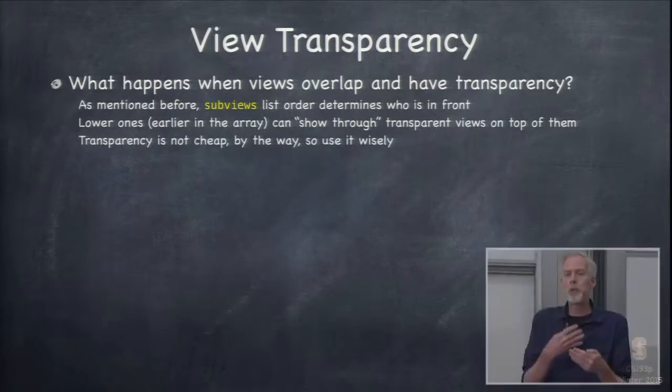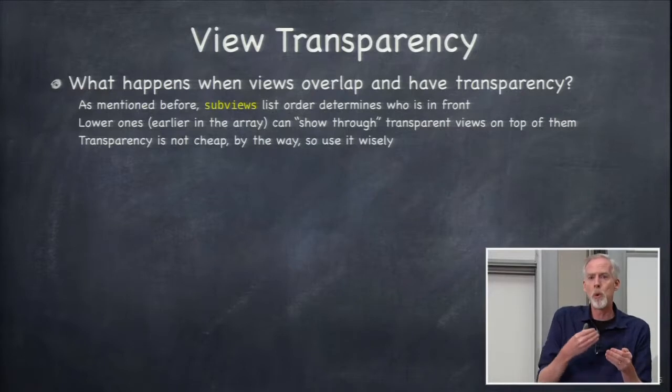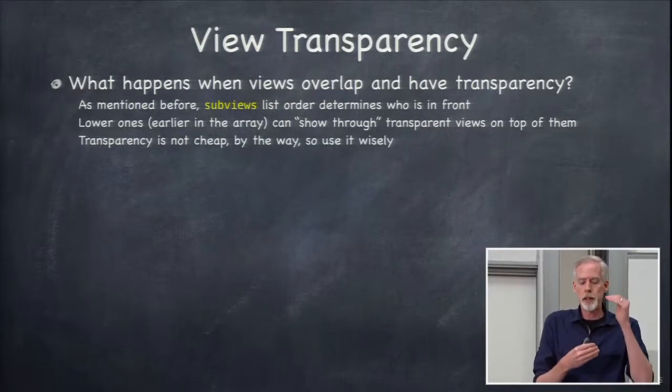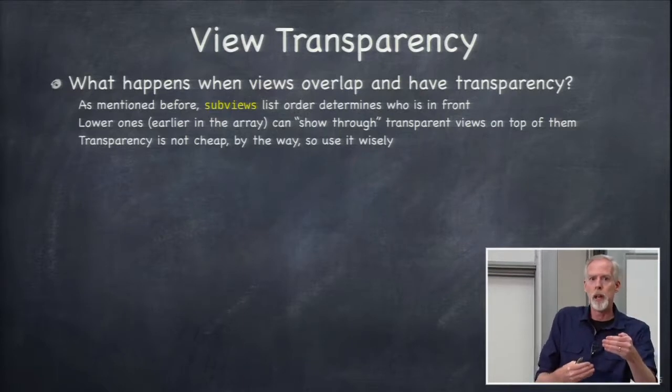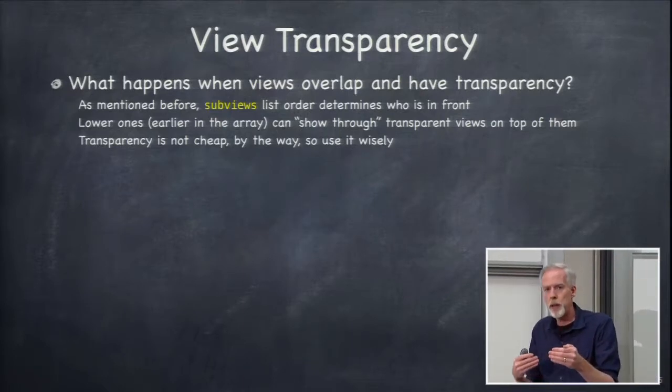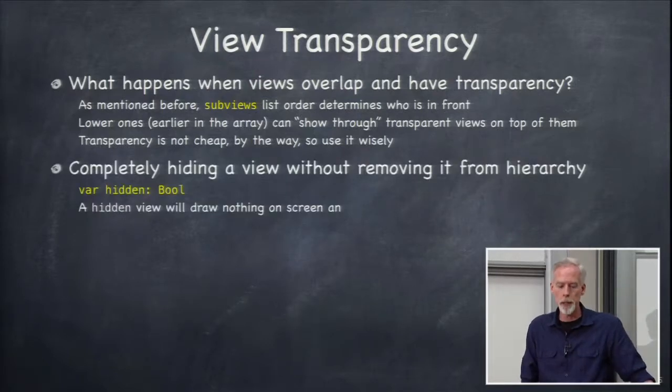What happens when views overlap and have transparency? They're blended, as I said. Remember that the subviews order matters. Okay, the thing that's first in the subviews array is in the back, and everything down the right is in front. So when the transparency happens, that's the order it's going to happen in.